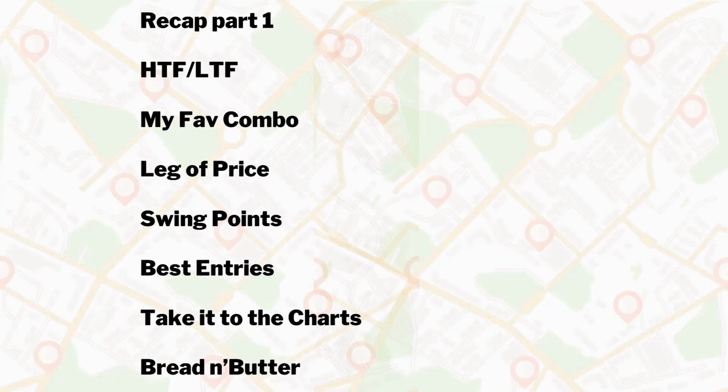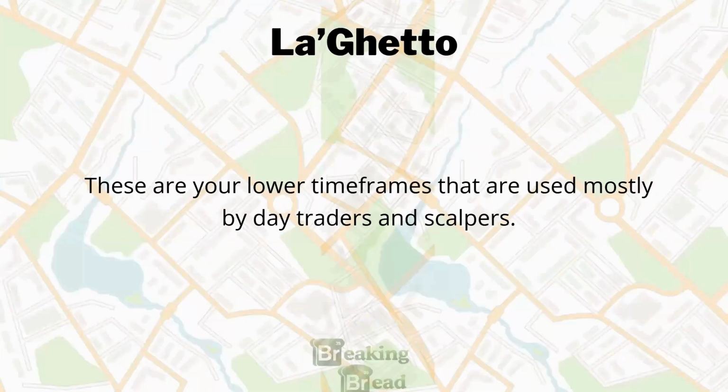All right, so what is LeGhetto? These are your lower time frames that are used mostly by day traders and scalpers. Now, I put the "Le" in front of ghetto because I'm sure you know a trader that says trading on anything on the 5 minute and below is ghetto. So I put the "Le" in front of it just to let you know that it's comfortable down here. It's safe down here. It's okay to come down here and trade. It's a safe space, I promise you.